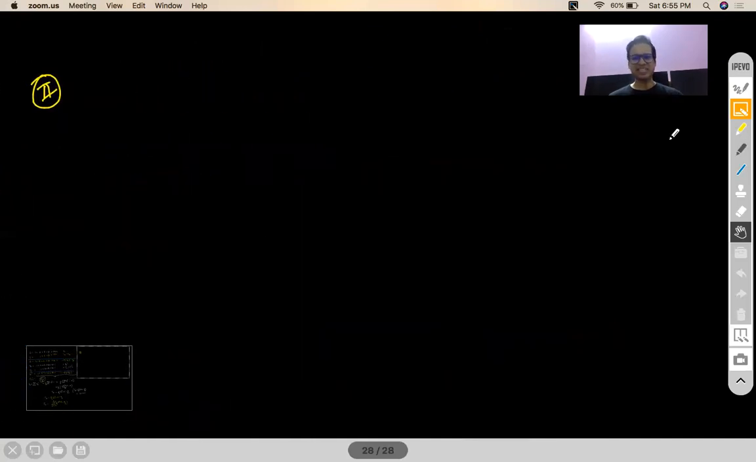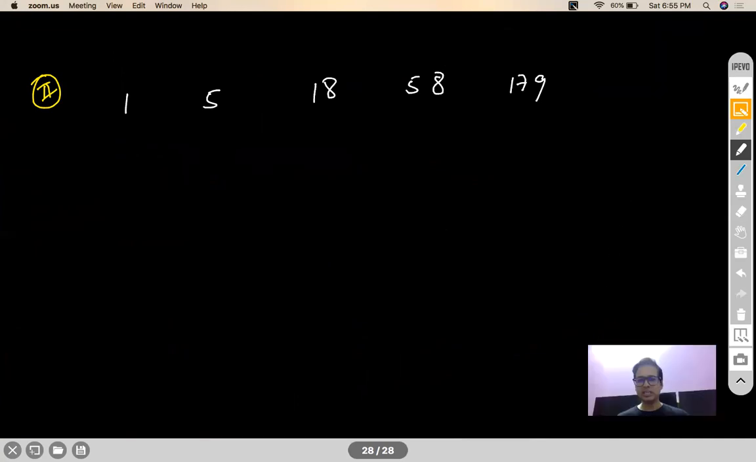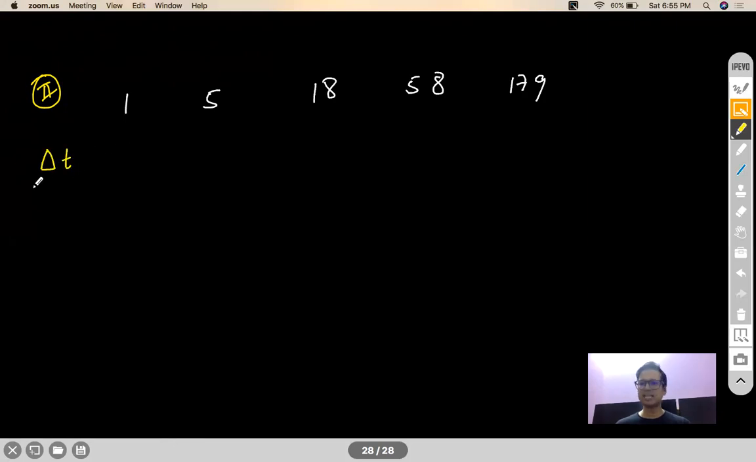Okay. Now guys, understand this. I'll again rewrite the terms: 1, 5, 18, 58, 179. Now, if you are confronted with a sequence like this, where you take the difference, let's say, I'm just giving a hypothetical example. Let's say you took the difference, that is delta t, and you realize that the answer here was a GP. Let's go back one more step. Let's say, hypothetically, this was a GP.